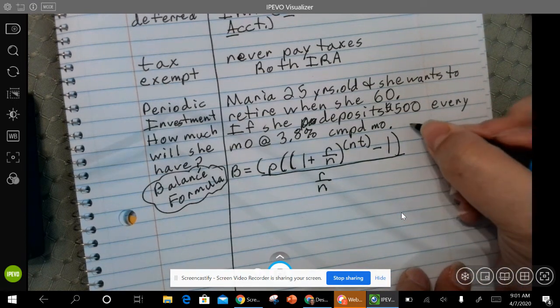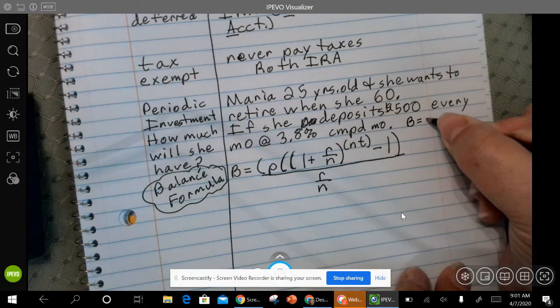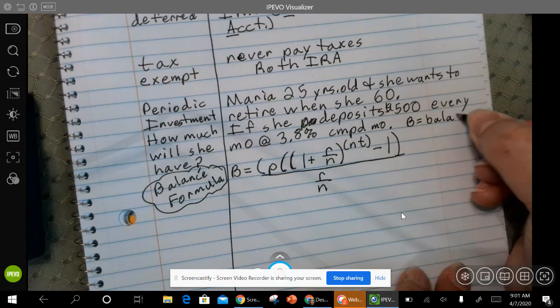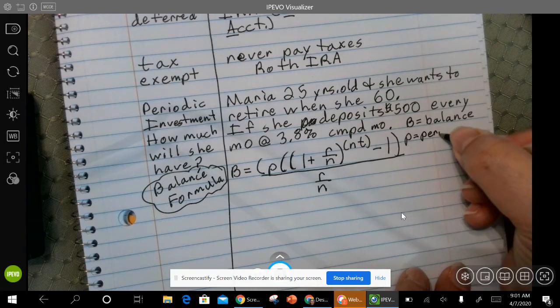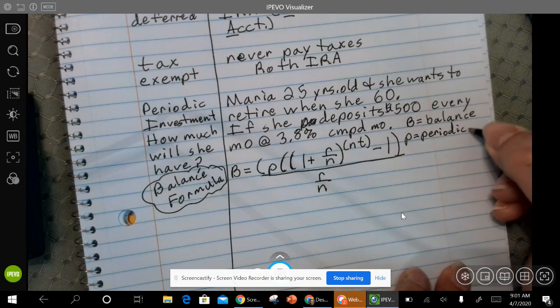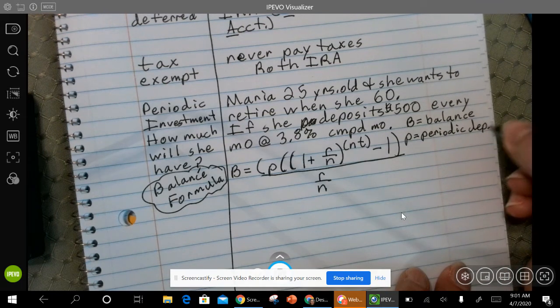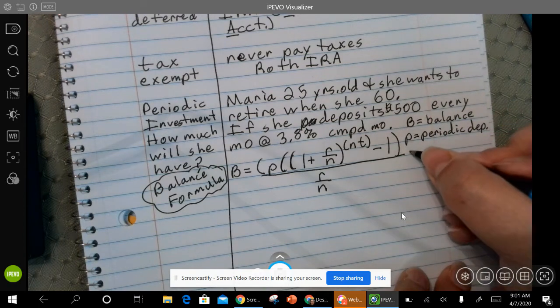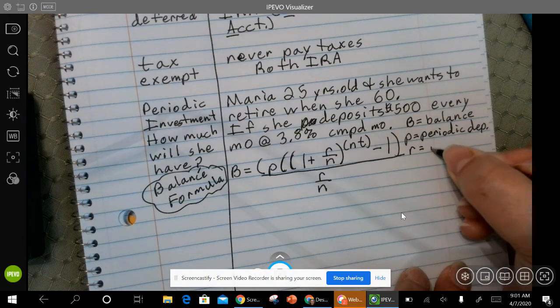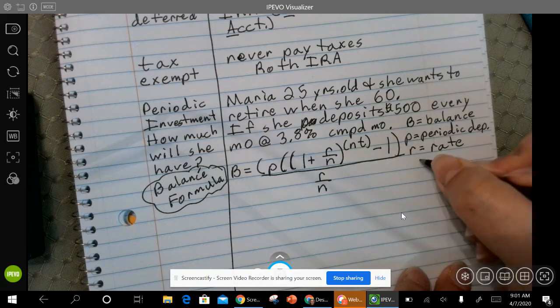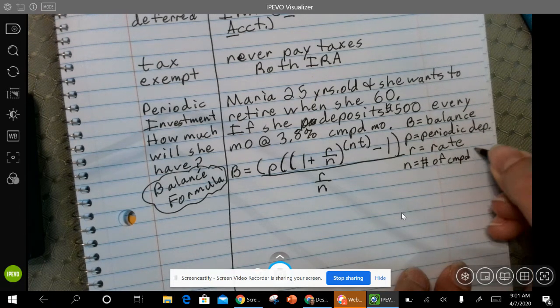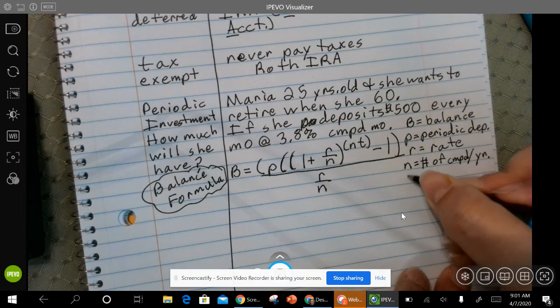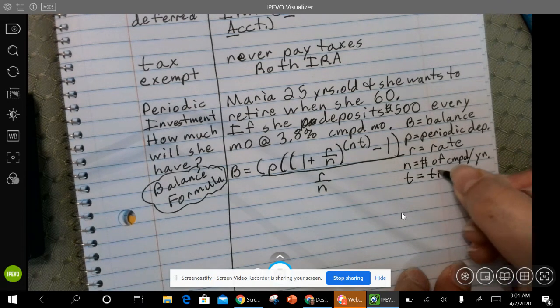Okay, so just to remind everybody what everything stands for. B is for the balance, how much she'll have in the account. P is for periodic deposit, and everybody, that's the most common. Most people will deposit bi-weekly when they get paid, or monthly. R is the rate as a decimal. N is the number of times compounded per year. And T is the time in years.